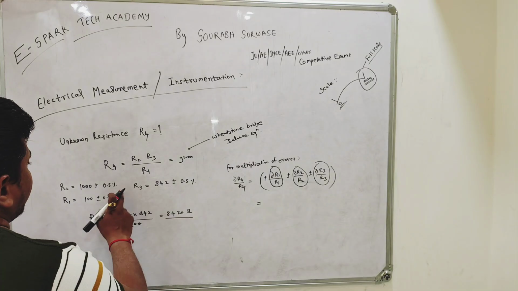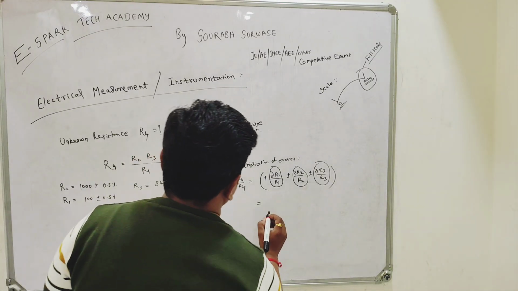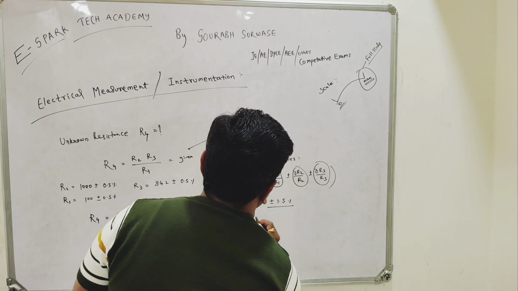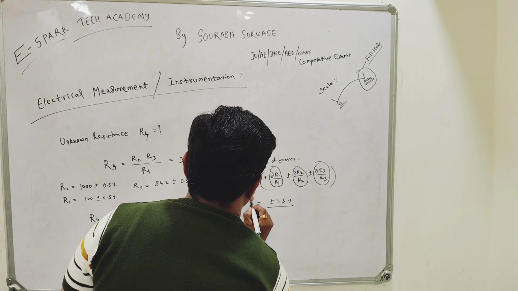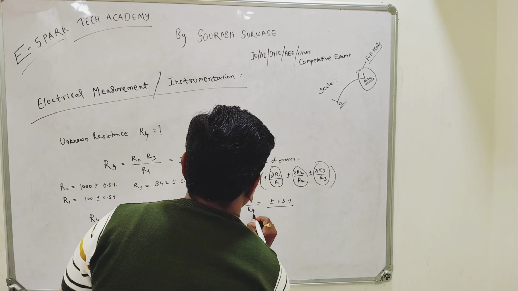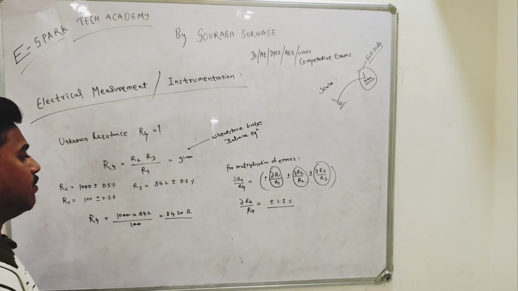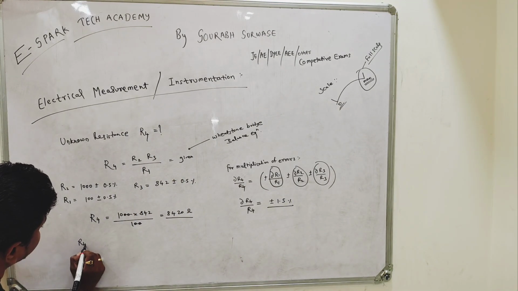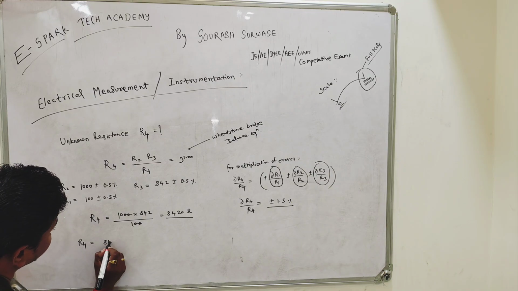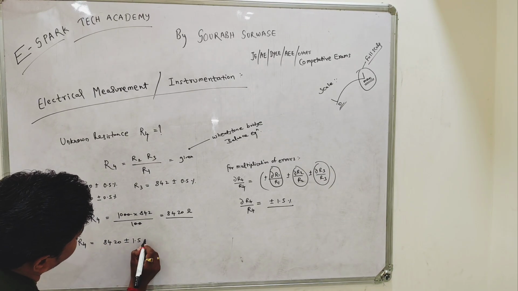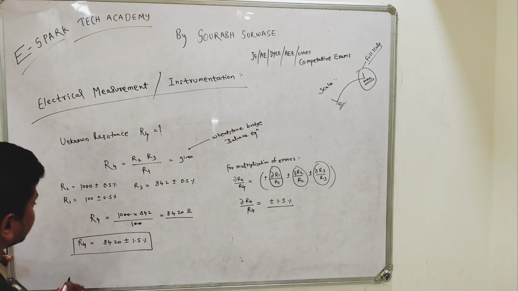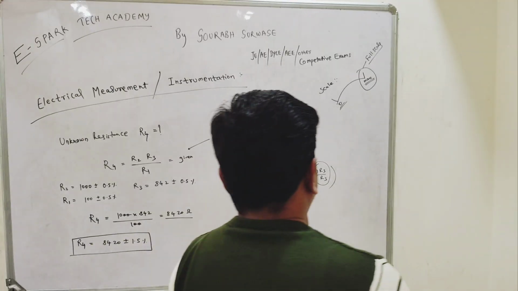What are the errors? 0.5, 0.5, 0.5. It will be plus minus 1.5%. This will be ΔR4 by R4. It is nothing but change in R4 by R4. Now the final answer will be R4 is equal to 8420 plus minus 1.5%. This is nothing but the final answer you will be getting, and from the MCQ you will be selecting this.